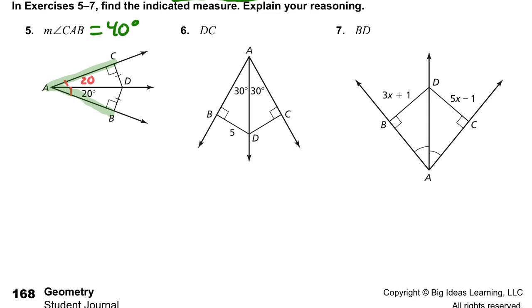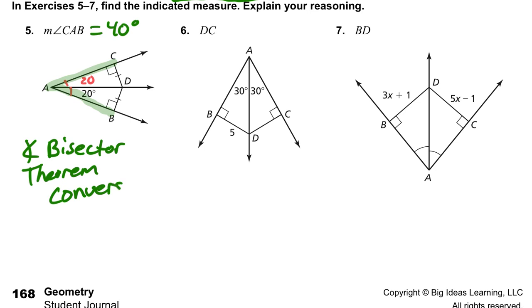Now, what's the main theorem that we used here? We used our angle bisector theorem, and we used its converse. So the measure of angle CAB is 40 degrees.